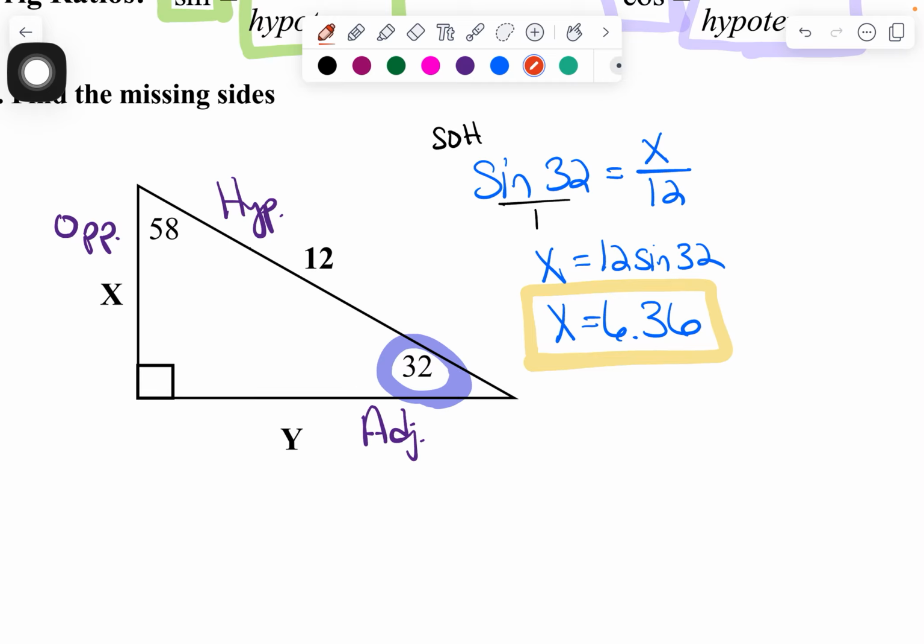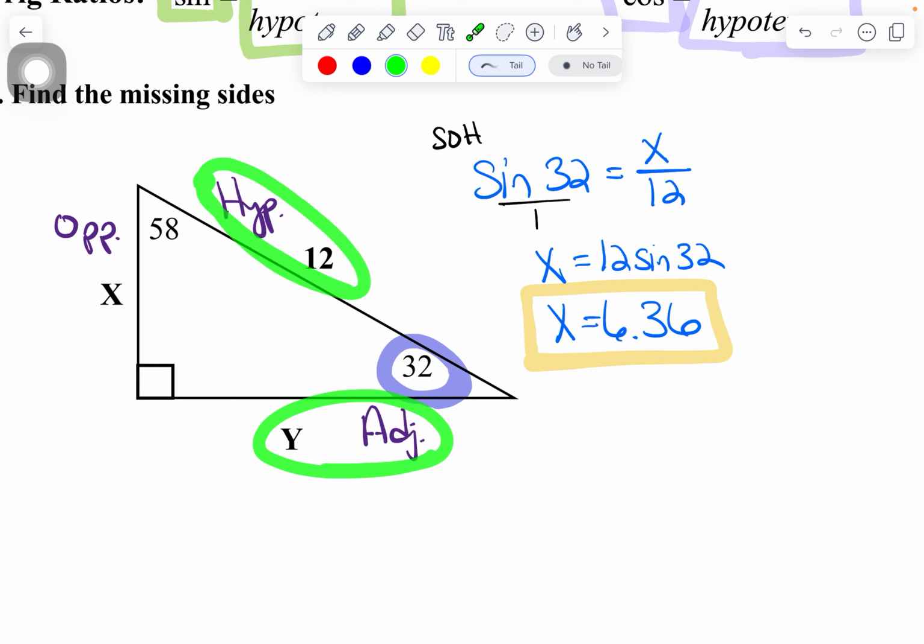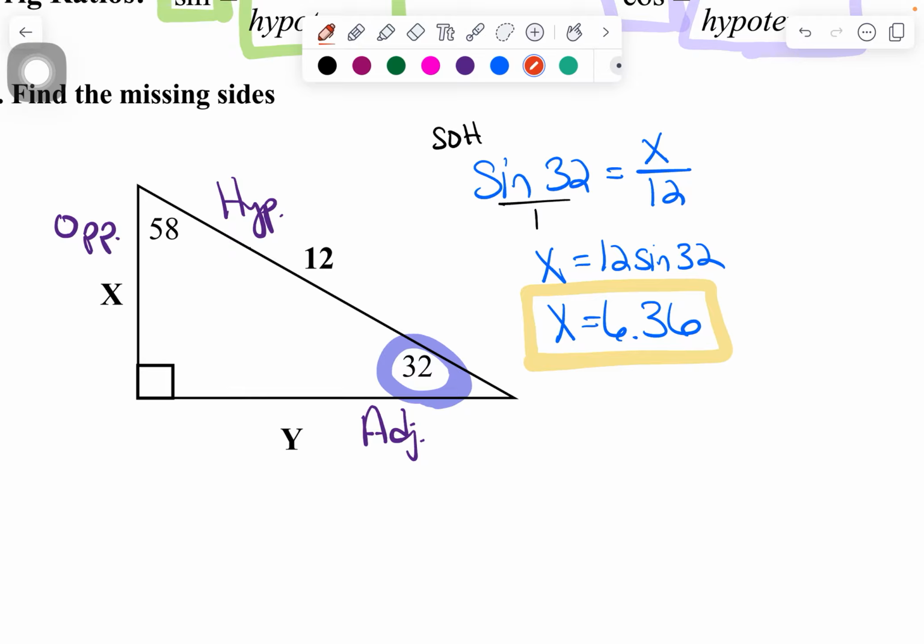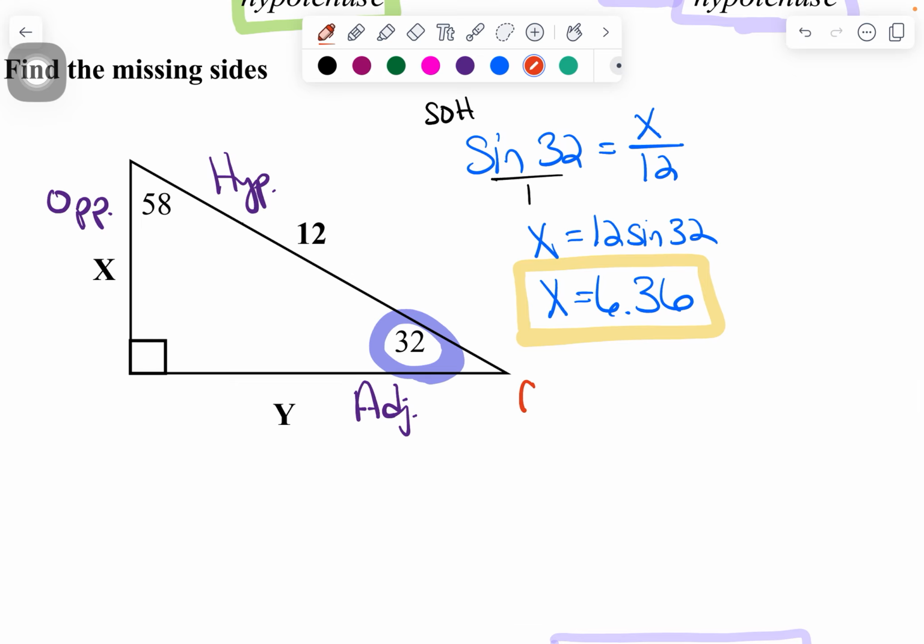Okay, so for y, that's the adjacent side. And again, I'm going to go back to using what I know, which in this case is the hypotenuse, 12. So which trig function uses adjacent and hypotenuse? That is going to be the cosine of 32, which is the adjacent over the hypotenuse. The little mnemonic is CAH. There's my H. So let's cross multiply. That's over 1. Crossing, 1 times y is y. Crossing the other direction, you get 12 times the cosine of 32.